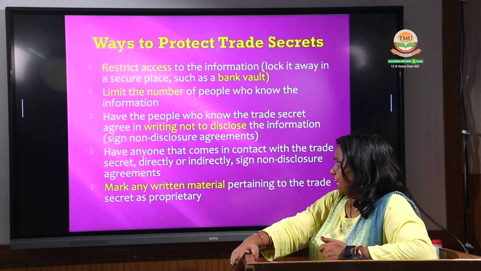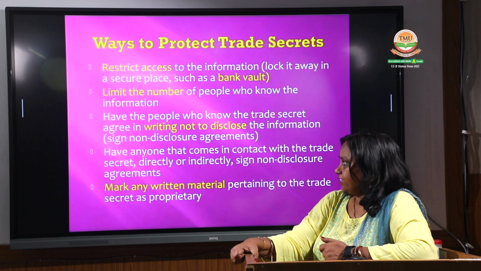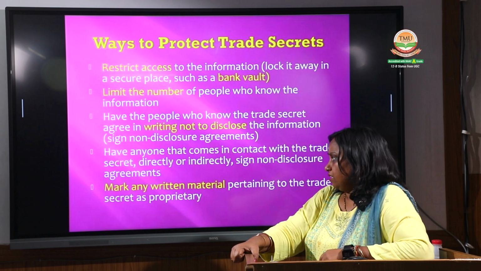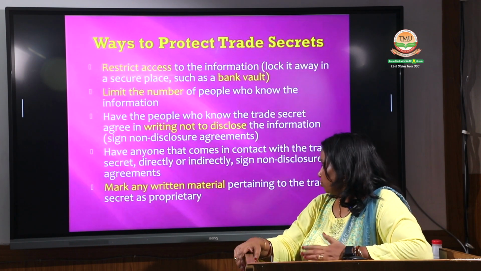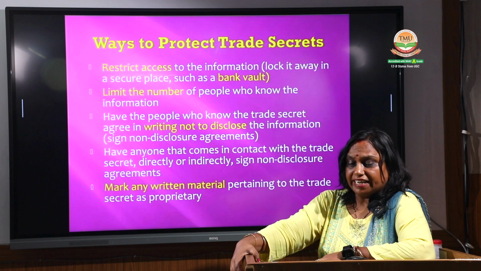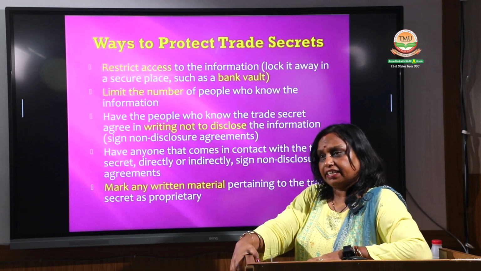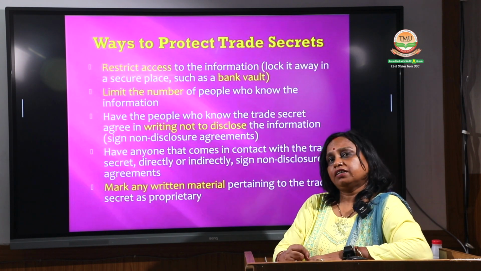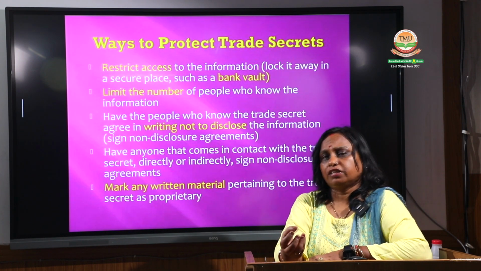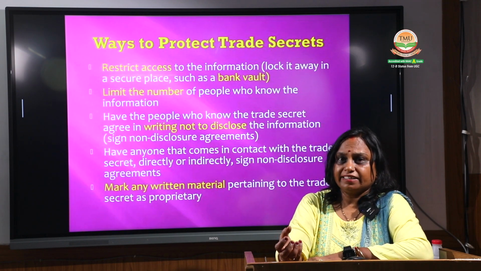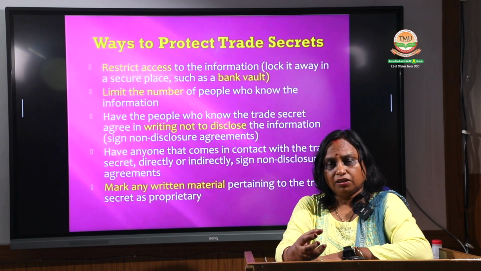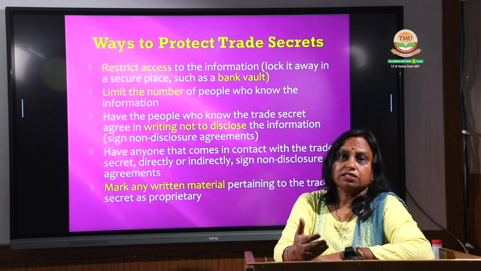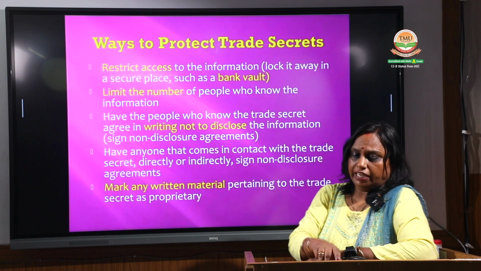So have anyone that comes in contact with the trade secret, directly or indirectly, sign non-disclosure agreements, and mark the written material pertaining to the trade secret as proprietary. Whatever the trade secret is, it must carry a mark that this particular process or device or idea is proprietary, meaning it belongs to some person, who has the right to use it, and it prevents others from using that particular information.